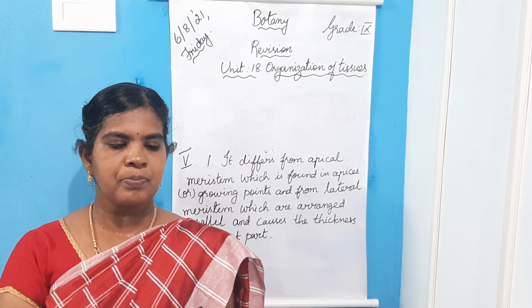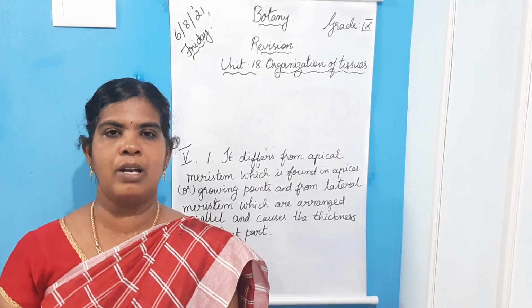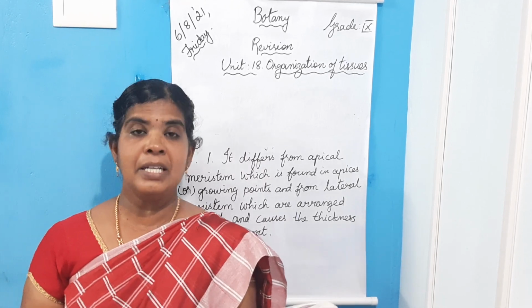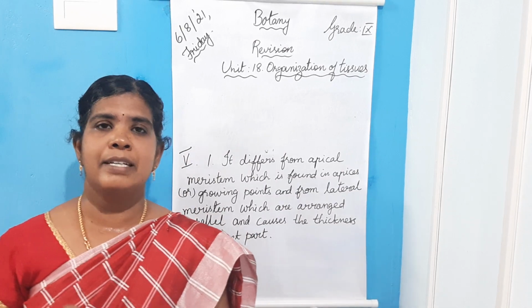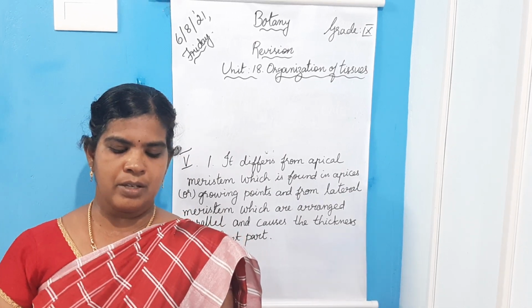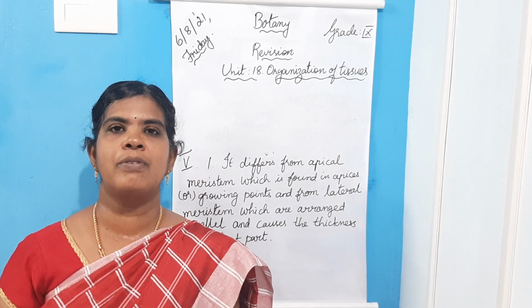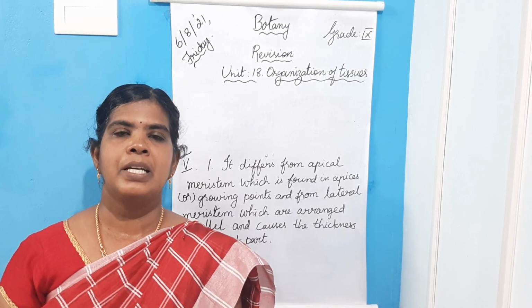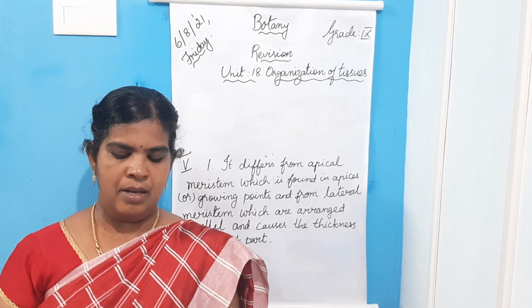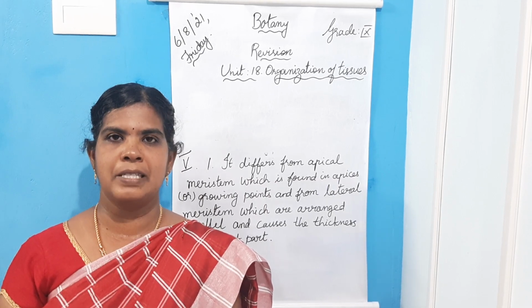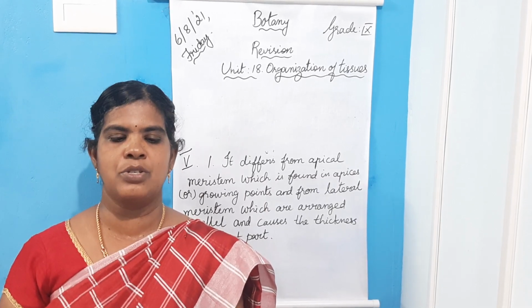Page 211 and 212. First, permanent tissues. You have to write the definition. Permanent tissues are those in which growth has stopped either completely or for the time being. Then permanent tissues are of two types, namely simple tissue and complex tissue.